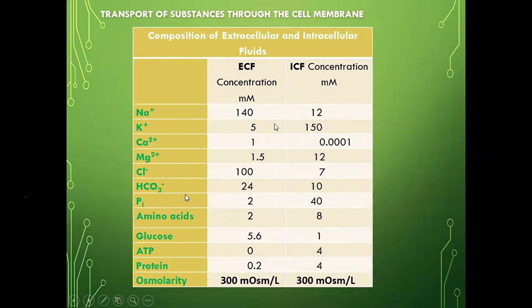and potassium more on the intracellular. In the extracellular, more calcium, sodium, chlorides, bicarbonates, glucose. But the osmolarity of the cell is 300 milliosmol per liter. This is the normal inside the cell.